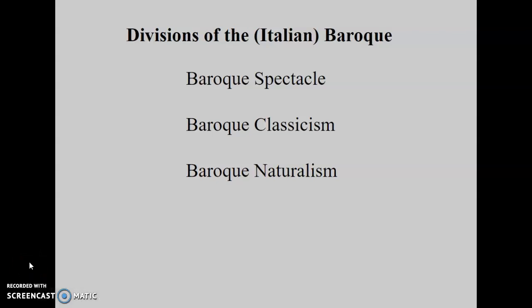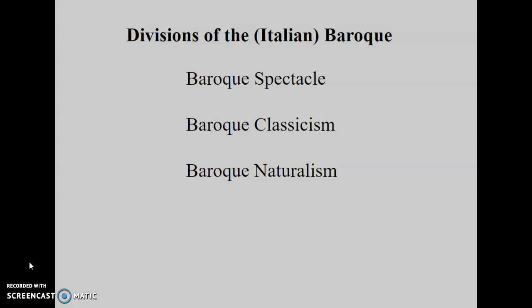So today we're going to be talking about the Italian Baroque. When we talk about the Baroque in Italy, we really divide it into three groups or three categories. There's Baroque Spectacle, which is big and over the top, it's spectacular. Baroque Classicism, that looks back to the classical world and continues the use of Greek and Roman models and stories that we saw in the Renaissance.